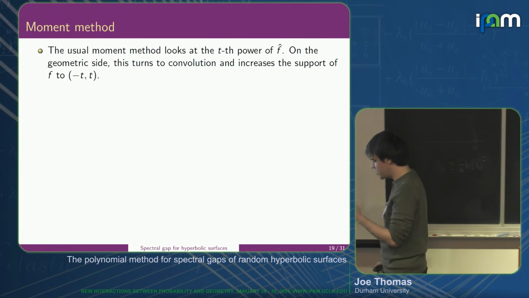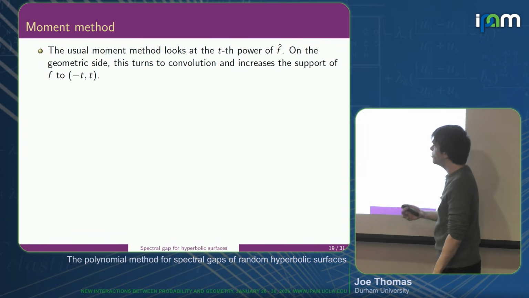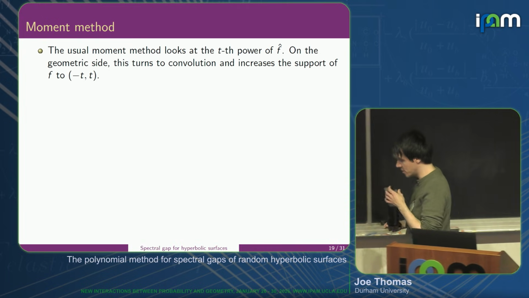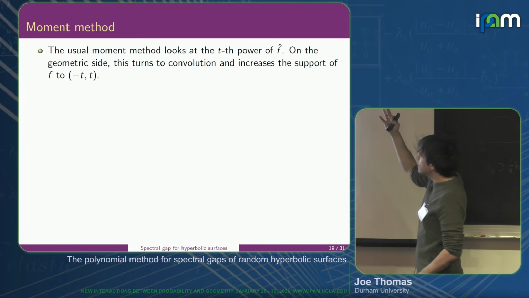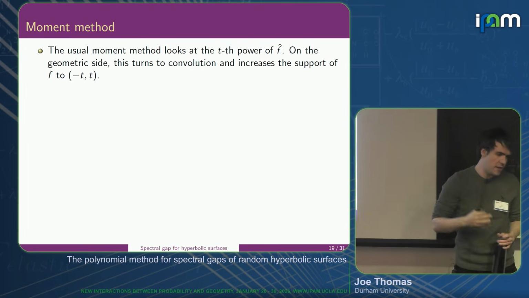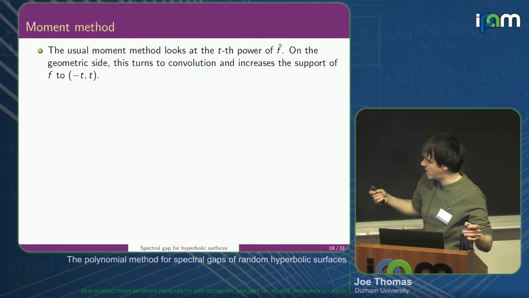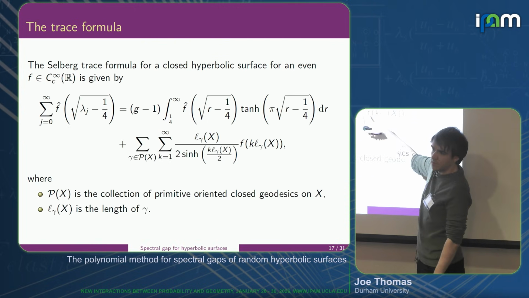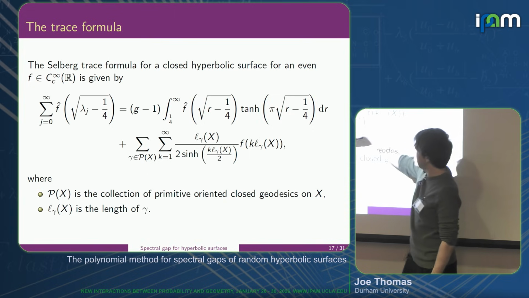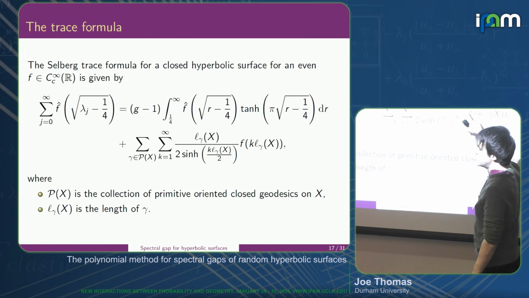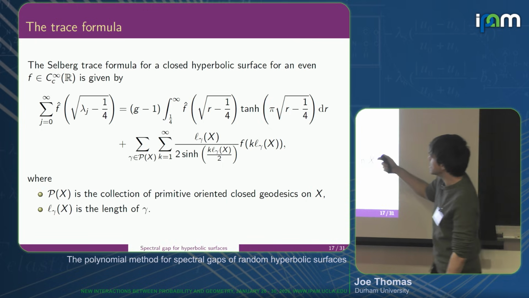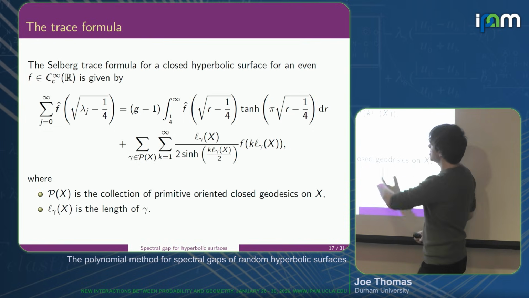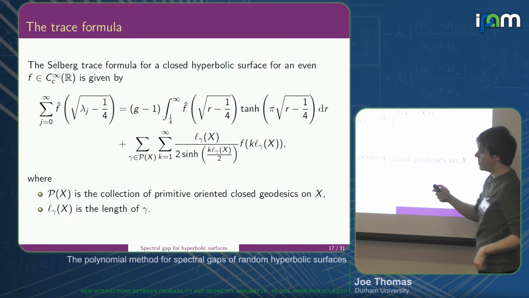And then, what did these previous papers use? They used essentially this classical moment method to understand this lambda 1. And the idea is the following. If I look at, say, the t-th power of f hat on the left-hand side, so don't just look at f hat, look at f hat to the power t. On the geometric side, what does this do? I need to take the inverse Fourier transform, so it turns into a convolution. If I put this to the power t, I get the convolution of f with itself t times. And what does this do? It stretches the support. If it was supported on minus 1 to 1 before, it's now supported on minus t to t. So now I have to understand geodesics whose lengths are between minus t and t.